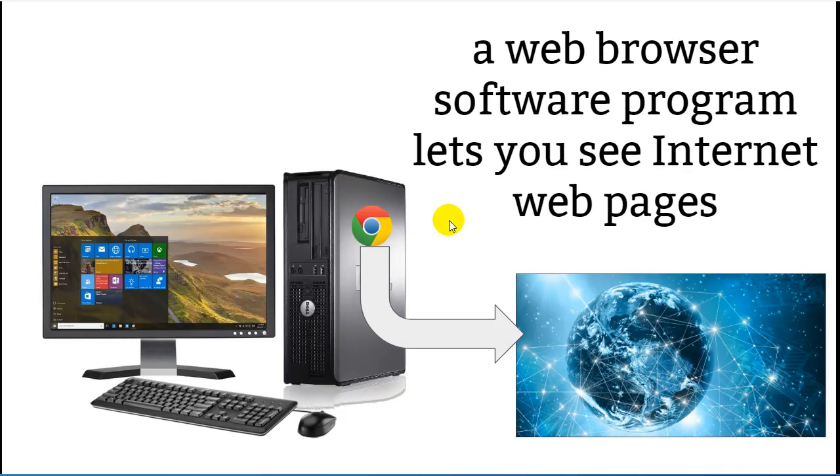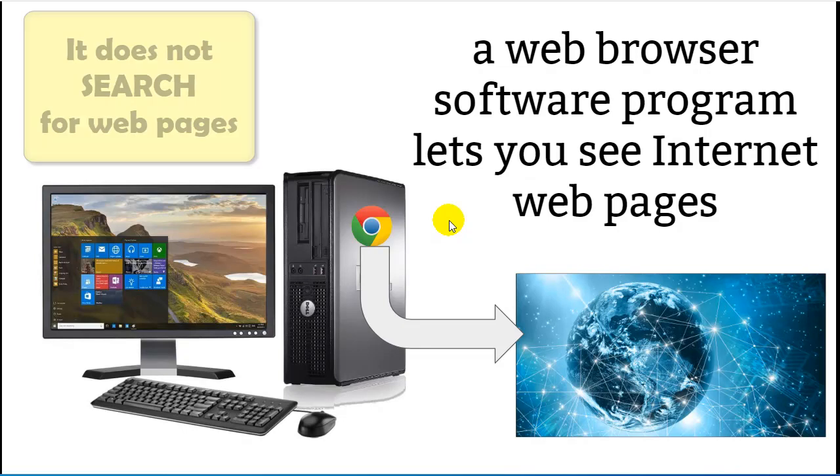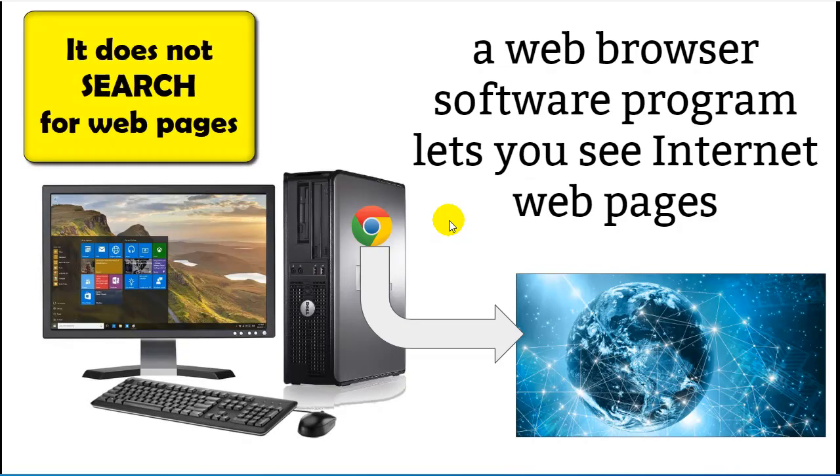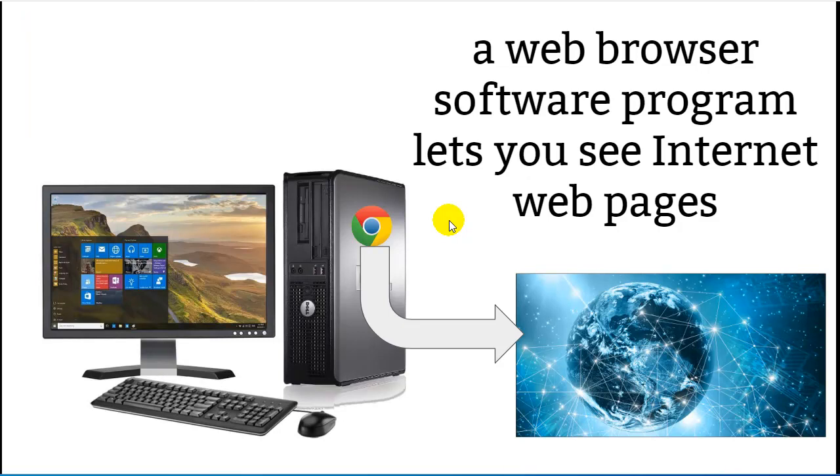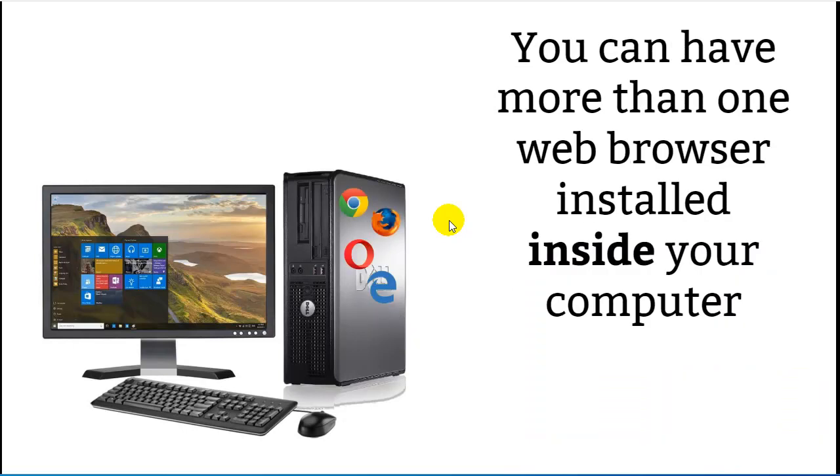A web browser software program lets you see internet web pages. That's what it does. It does not search for web pages. It just shows you web pages. Are you taking notes? You should write this stuff down. You could have more than one web browser installed inside your computer. So this guy has 4 different web browsers installed inside of his computer. That's fine. You can install as many as you want.